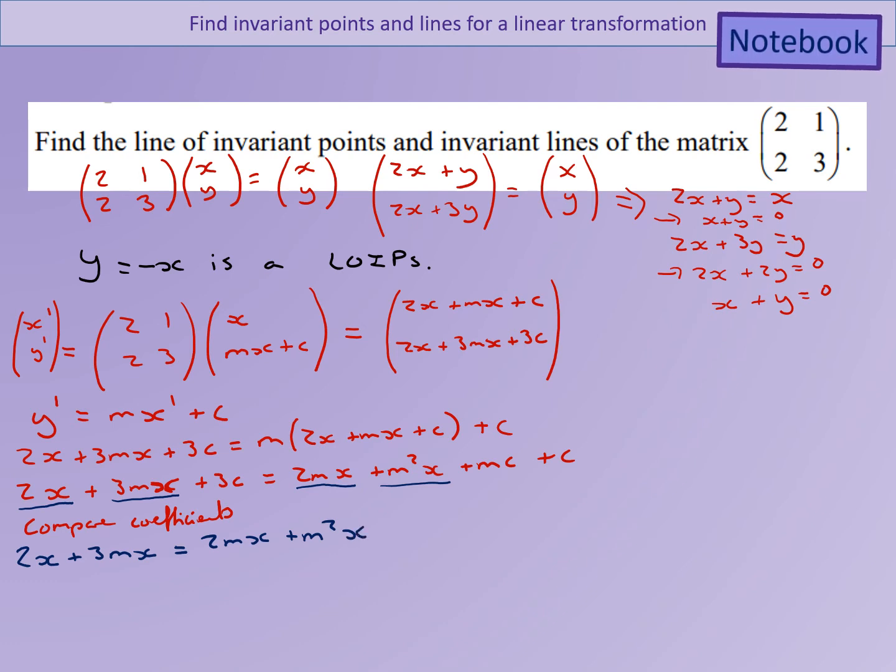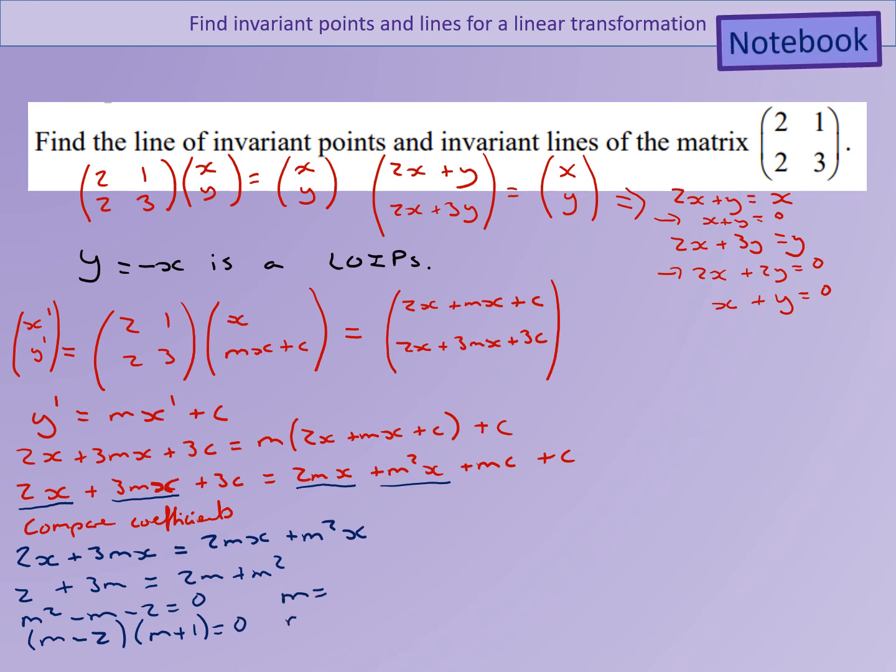So now all of those terms have an x in, so we can cancel the x's out. That's going to give us 2 plus 3m equals 2m plus m squared. Taking that all over to one side will give us the quadratic m squared minus m minus 2 equals 0. So we can factorise that to m minus 2 and m plus 1 equals 0. So the two m values that we've got, the two values for the gradients of these invariant lines, are positive 2 and negative 1.